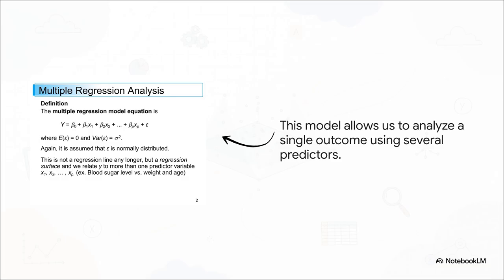This is the core equation. We're not just dealing with one x variable anymore. We've got a whole bunch of them, and each one gets its own coefficient. Now, what this means is we're not just drawing a simple line on a 2D graph. You have to kind of picture it in your head. We're fitting a flat plane or even a more complex surface through a big cloud of data points in 3D or even more dimensions. This regression surface is just a much richer way to see all these relationships at once.